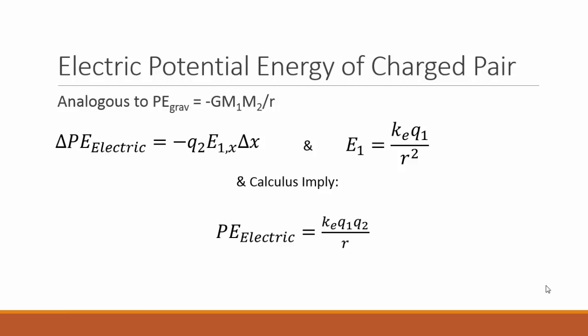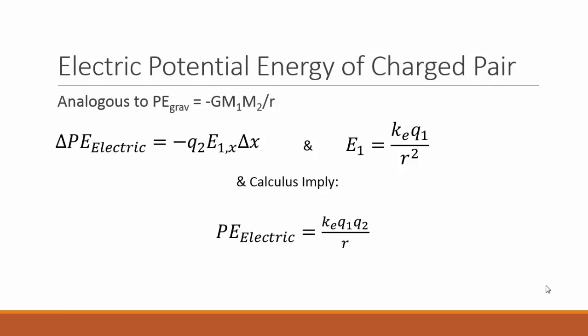It also has a change in the sign, where before mgy went from positive to negative G m1 m2 over r, and the formula for electric potential energy went from negative QEx to positive K_E Q1 Q2 over r.